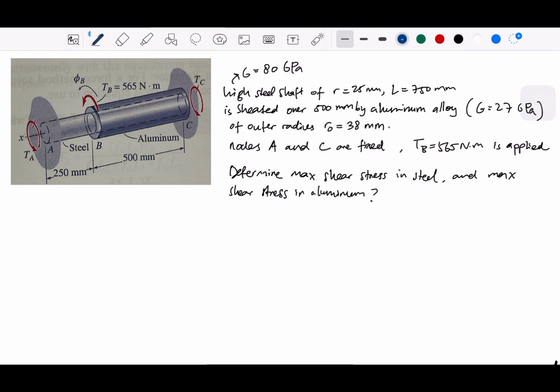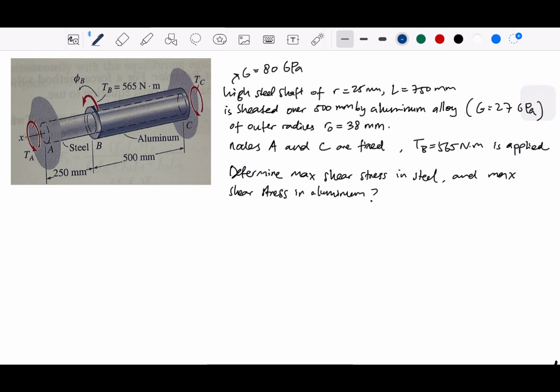So for the high steel shaft, the radius is 25 millimeter, and the length is 750 millimeter, sheeted over 500 millimeter. So the 500 millimeter is going to be covered by aluminum. The aluminum has its own modulus, 27 GPa, and the outer radius is 38 millimeter. So it's already a radius, so we can apply it directly to the inertia. No need to divide by 2.